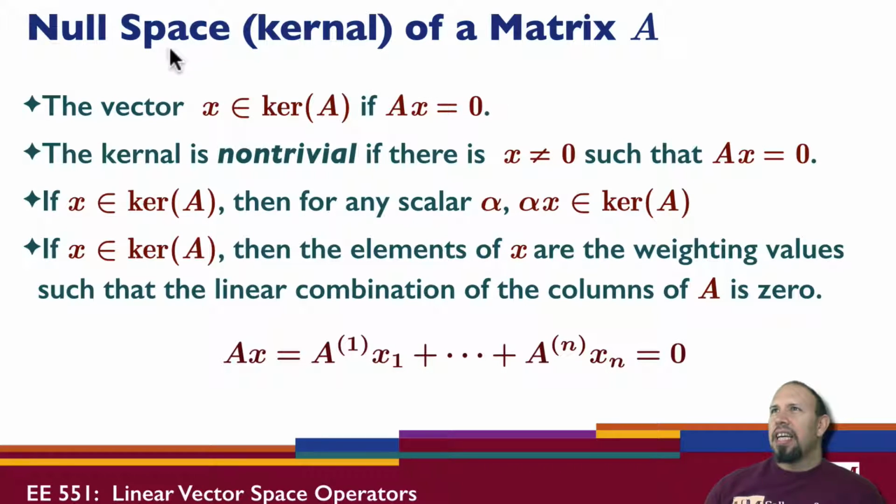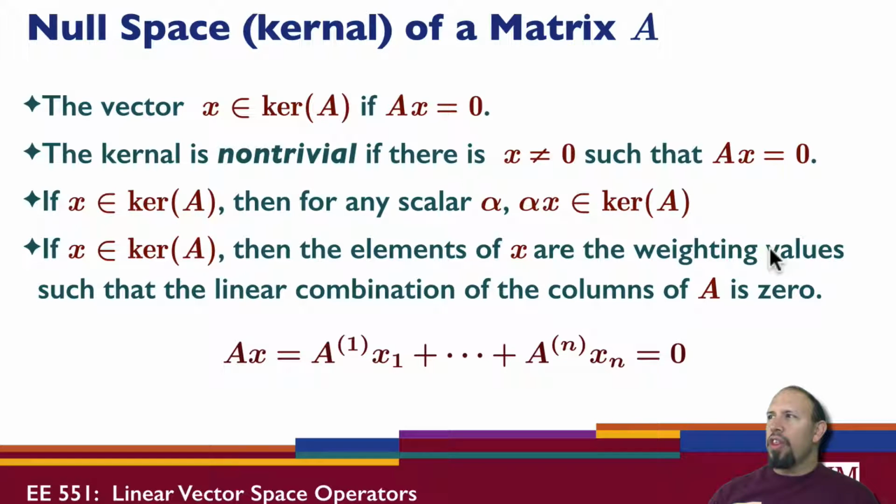Suppose now our linear operator is a matrix A. So x is in the kernel of A if Ax is equal to 0. Again, the kernel is non-trivial if there's a non-zero x such that when I multiply by A, I get 0. If x is in the kernel of A, then any scalar times x is also in the kernel of A. Now, this is a significant thing that gives you some deeper insight into the kernel.